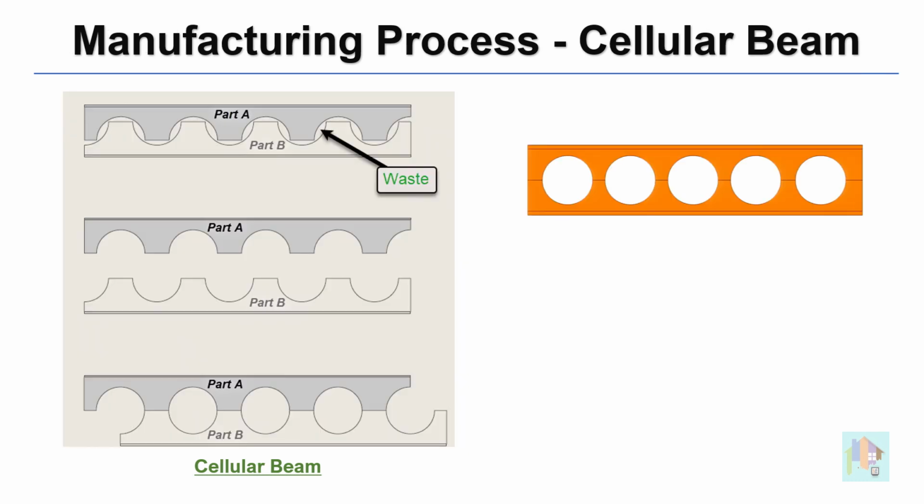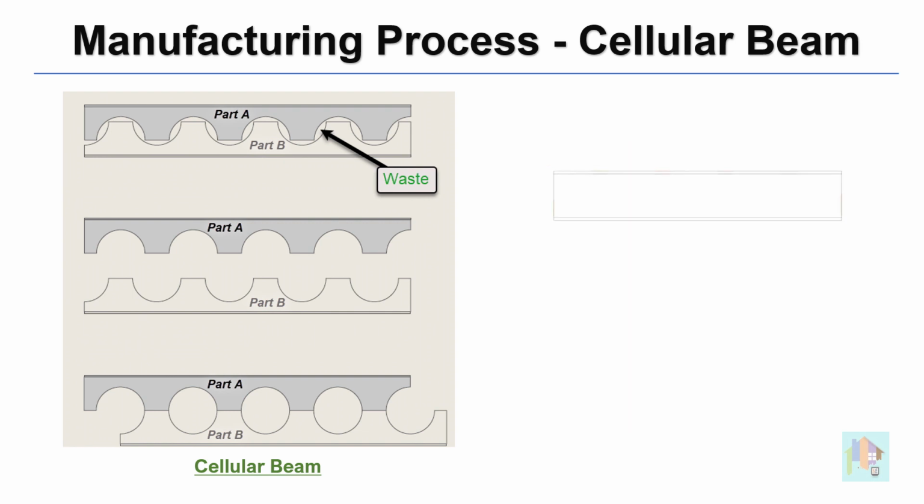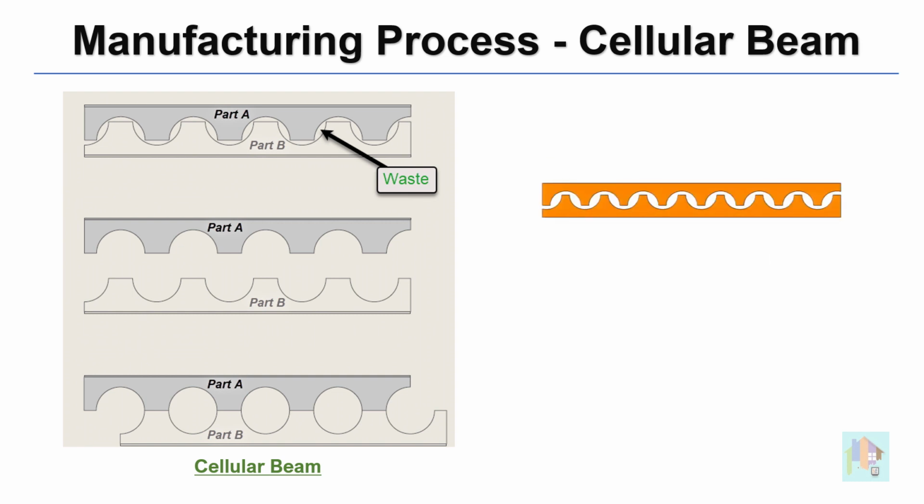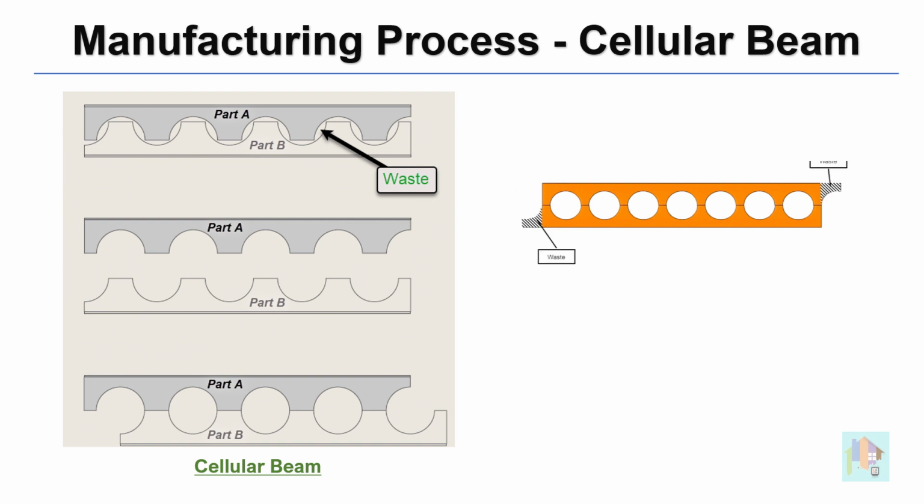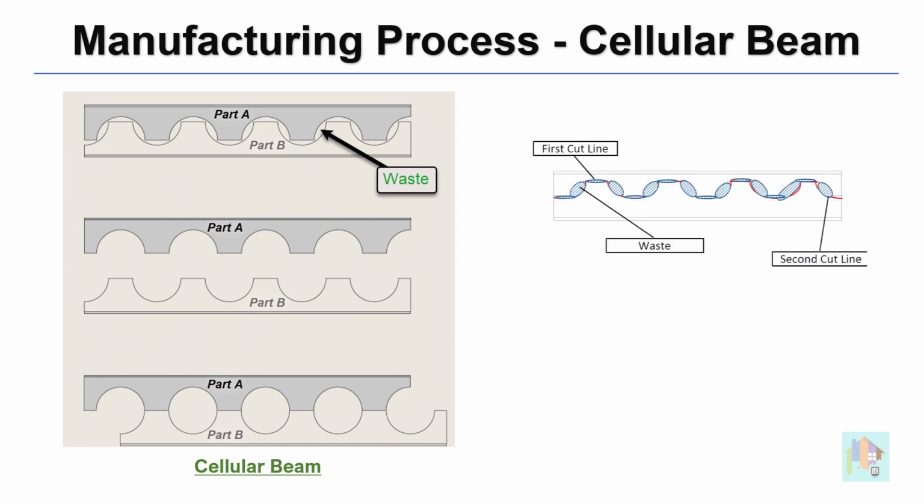Similarly, for cellular beams, the web portion is cut twice as a semicircle in such a way that these form a complete circular hole. Then these two pieces are arranged properly and welded to create the cellular beam with circular holes in the web. For cellular beams, the overall wastage is higher than the castellated beam. But it also provides a few great advantages which I will discuss later.